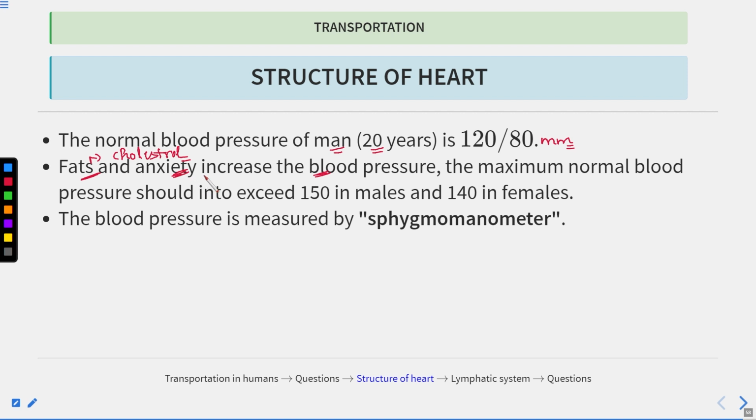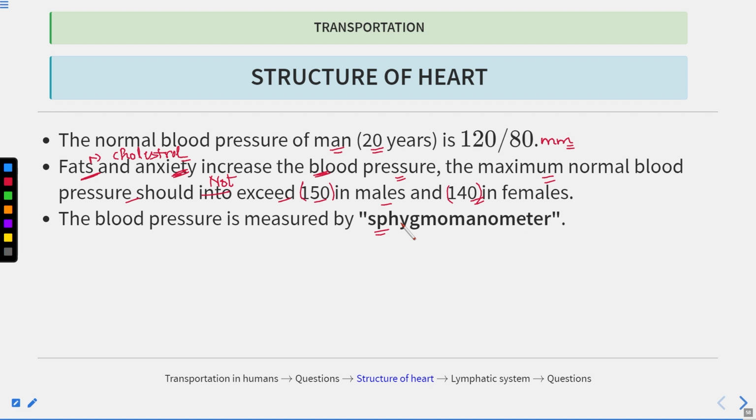Okay, so fats and anxiety increase the blood pressure, and the maximum normal blood pressure should not exceed 150 in males and 140 in females. Okay, this is correct. Now there is an instrument with which you can measure the blood pressure.